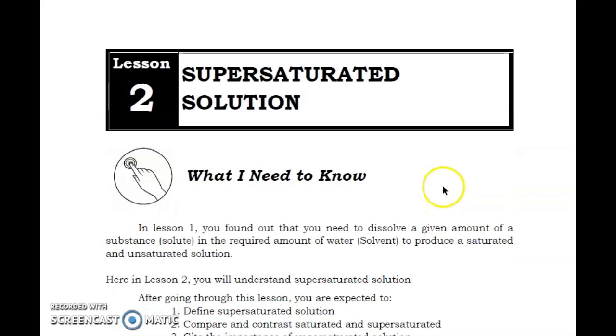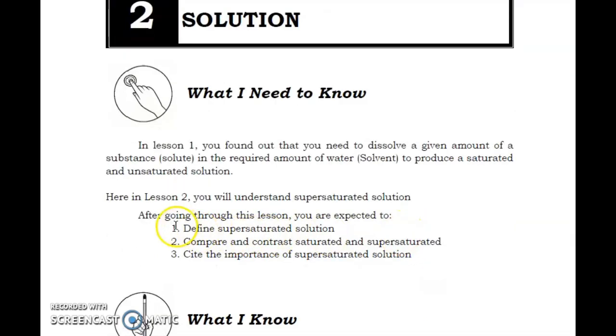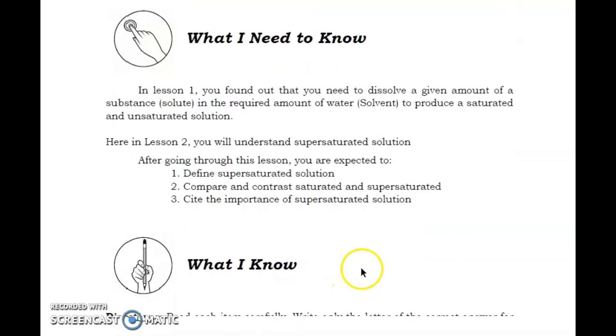So let's read the What I Need to Know part. In lesson 1, our previous lesson about saturated and unsaturated solution, we found out that you need to dissolve a given amount of substance, which is the solute, in the required amount of water, which is the solvent, to produce a saturated and unsaturated solution. Here in lesson 2, you will understand supersaturated solution. After going through this lesson, you're expected to, number 1, define supersaturated solution, 2, compare and contrast saturated and supersaturated, and 3, cite the importance of supersaturated solution.